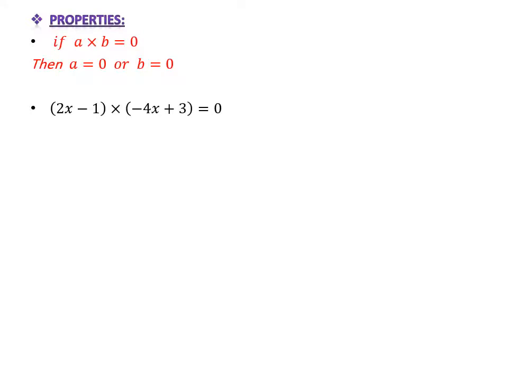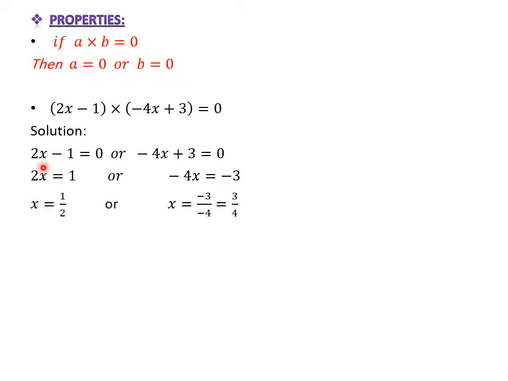So we have in the following example two terms, the first one is a, okay, and the second one is b, and their product equals 0. So what we have agreed is that either a equals 0 or b equals 0. So the solution will be 2x minus 1 equals 0 or minus 4x plus 3 equals 0.